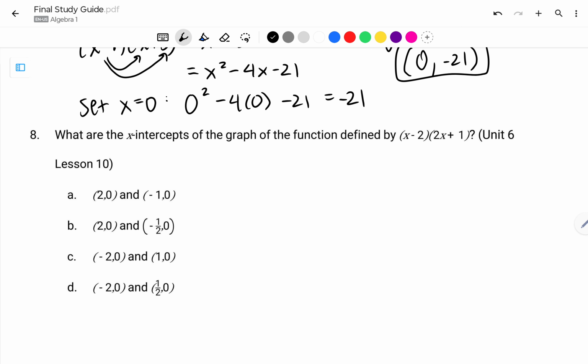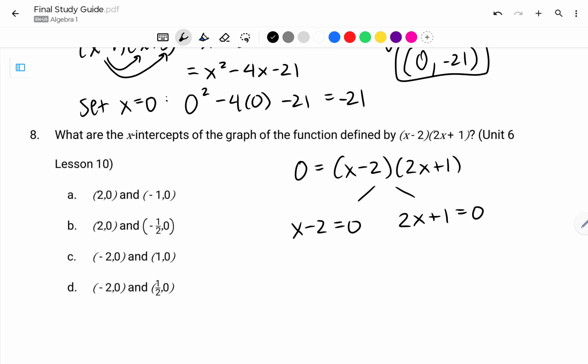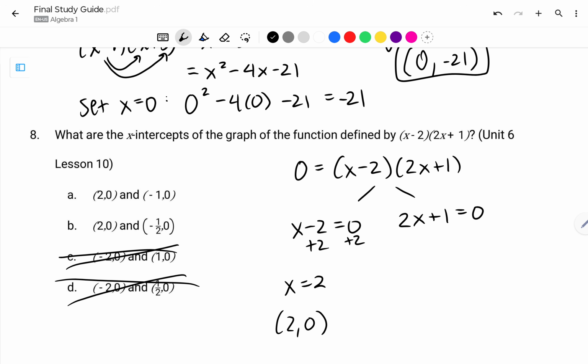Number 8, what are the x-intercepts of the graph of the function defined by that? Same thing, right? We've practiced this 3 times now. Set that equal to 0. And let's go ahead and solve for x in each of them. Split them up. X minus 2 equals 0. 2x plus 1 equals 0. Plus 1, plus 2, plus 2, that's x equals 2. So I already know that one of my x-intercepts is 2, 0.